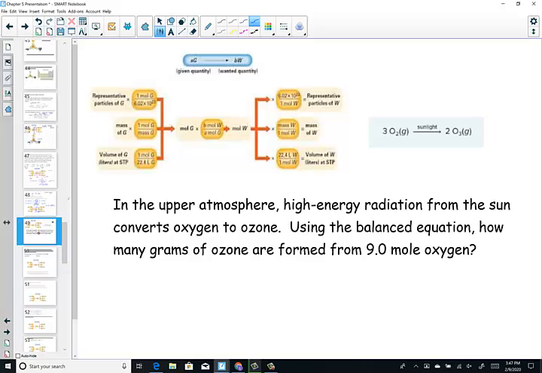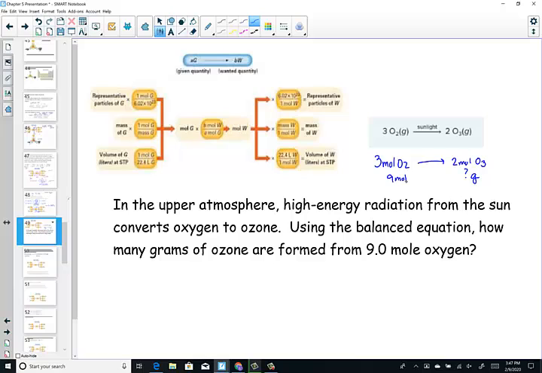Here's an equation where we start with 3 moles of molecular oxygen, and in the presence of sunlight, it converts to ozone, and ozone is O3. In the upper atmosphere, high energy radiation from the sun converts oxygen into ozone. Using this balanced equation, let's calculate how many grams of ozone are formed from 9 moles of oxygen.